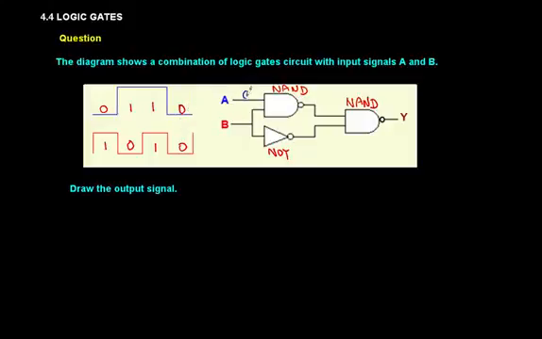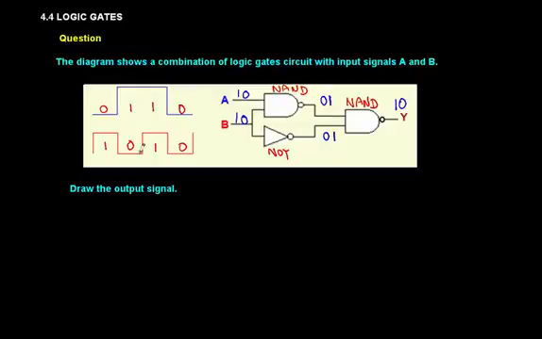So the first one is 0, 0 from here. 0 and 0 under the NAND gate is 1. 0 passes over here and becomes 1 because of the NOT gate. So 1 and 1 under NAND will be 0. Next, 1, 1. 1, 1 under the NAND gate will be 0. 1 under the NOT gate becomes 0. So 0 and 0 becomes 1.